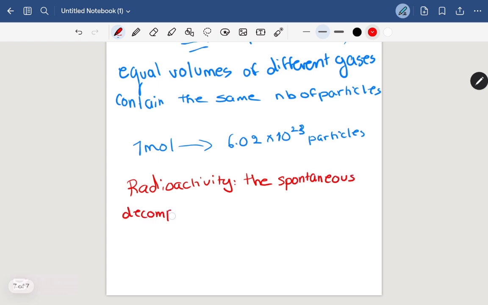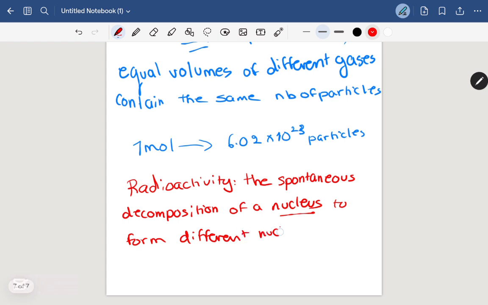decomposition of a nucleus, very important term, nucleus, to form different nuclei. Usually these different nuclei, they are more stable.